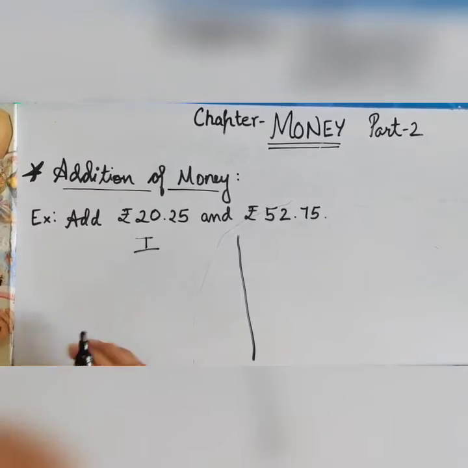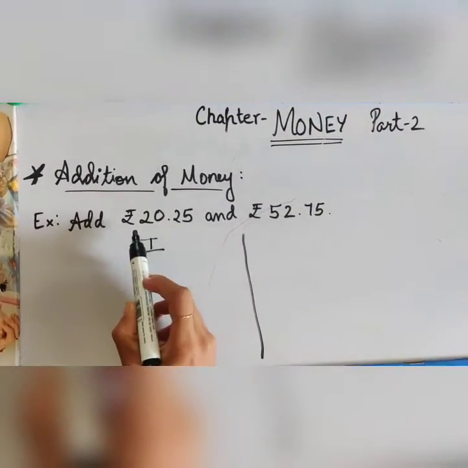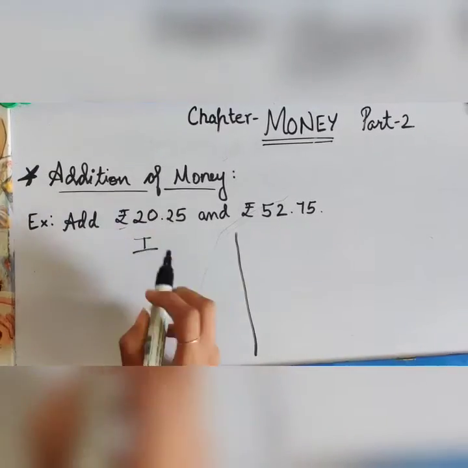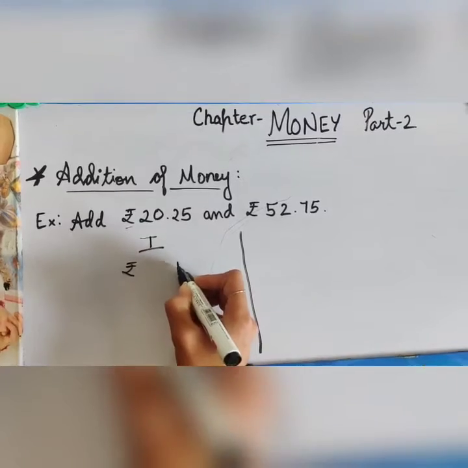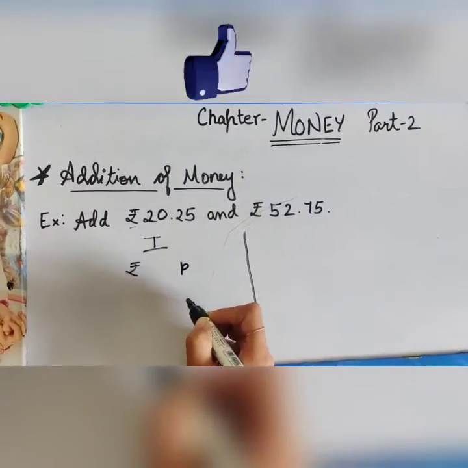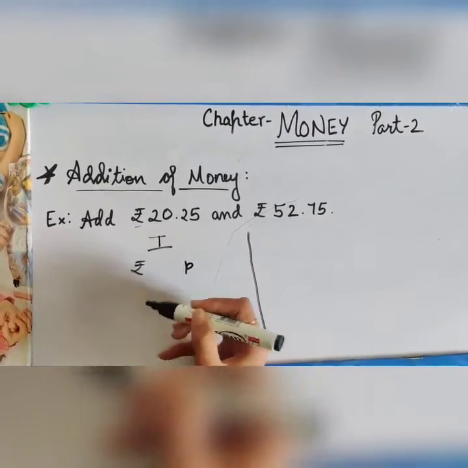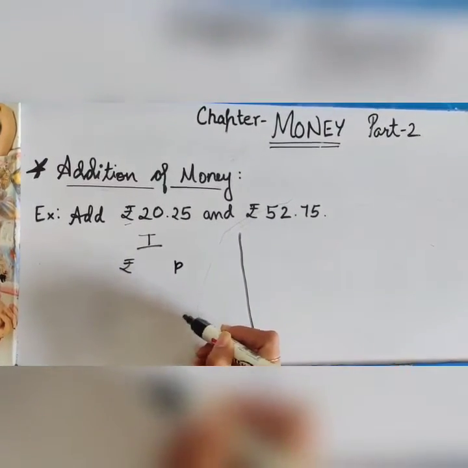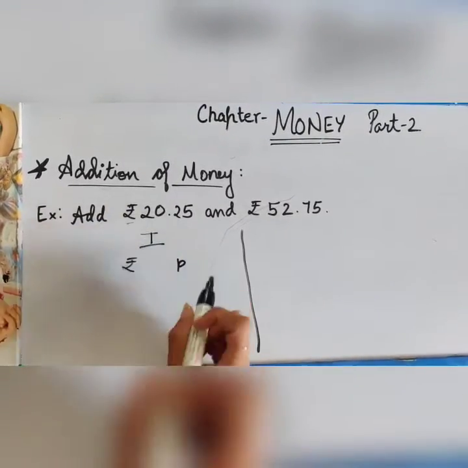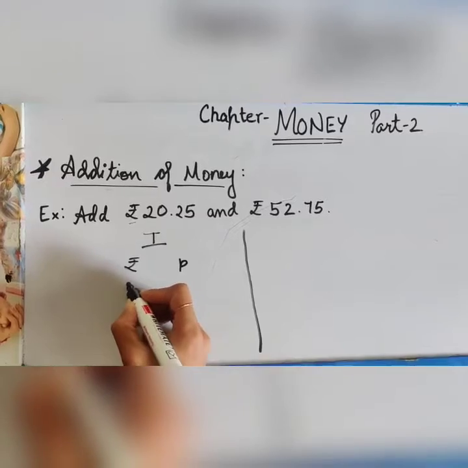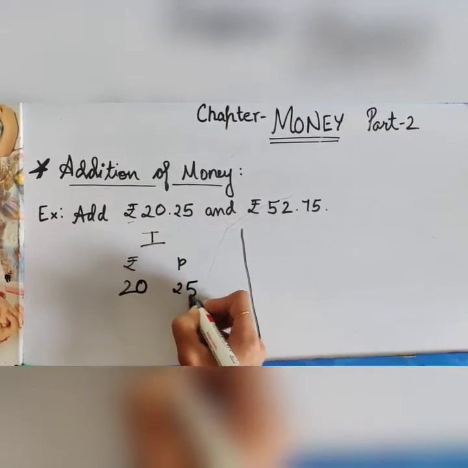First of all, we make the columns. As the amounts are in rupees and paise, we will make two columns. One is of rupees and the next is of paise. Under the column of rupees, we will write the amount of rupees, and under the column of paise, we will write the amounts of paise. So our first number is 20 rupees 25 paise. Here we will write 20 and here we will write 25.